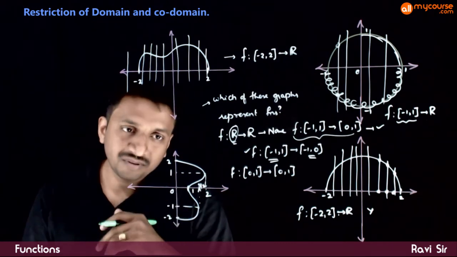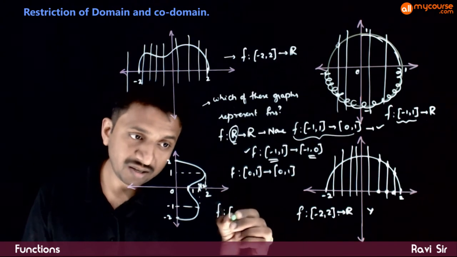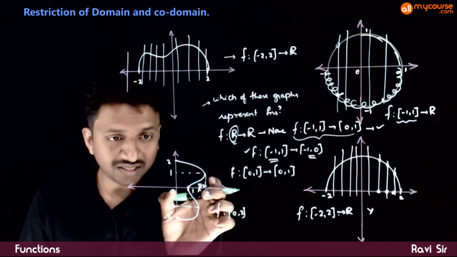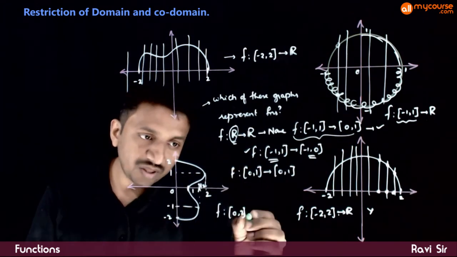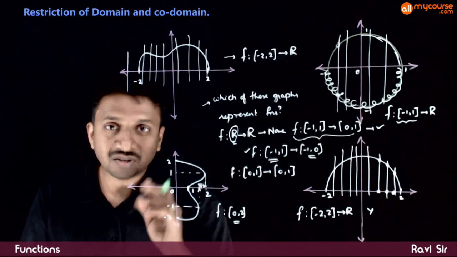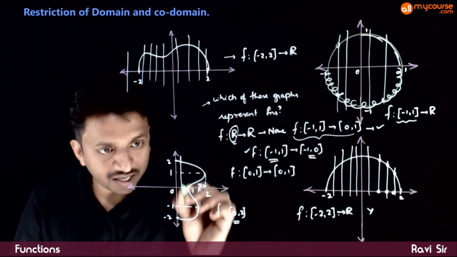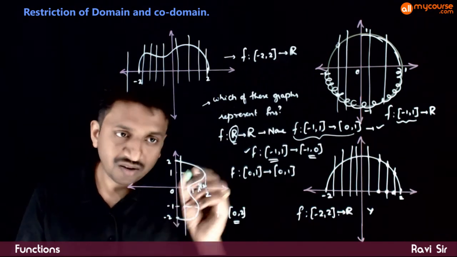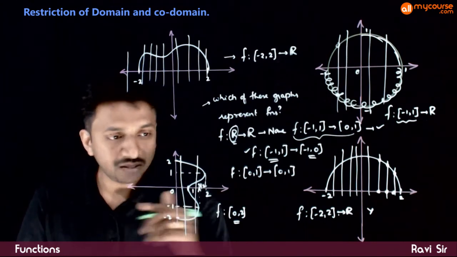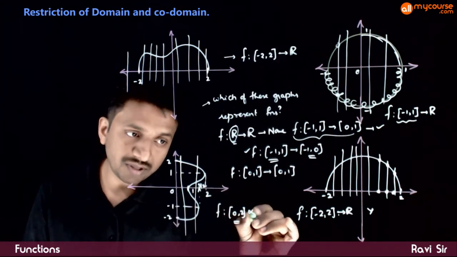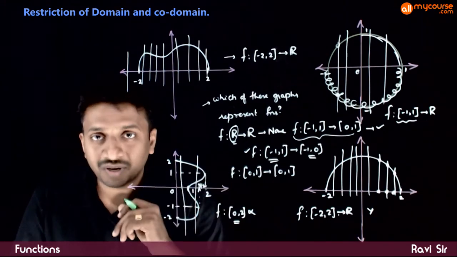Next, if you go to this curve, if you restrict the domain to 0 to 2, the outward part has been eliminated. So within this domain also, you can see that this curve is not satisfying the vertical line test, because if you draw a vertical line here, it's cutting at 2 points. If you draw a vertical line here, it's cutting the graph at 4 points, and so on. So between 0 to 2 also, this is not a function, because I have not restricted the codomain.